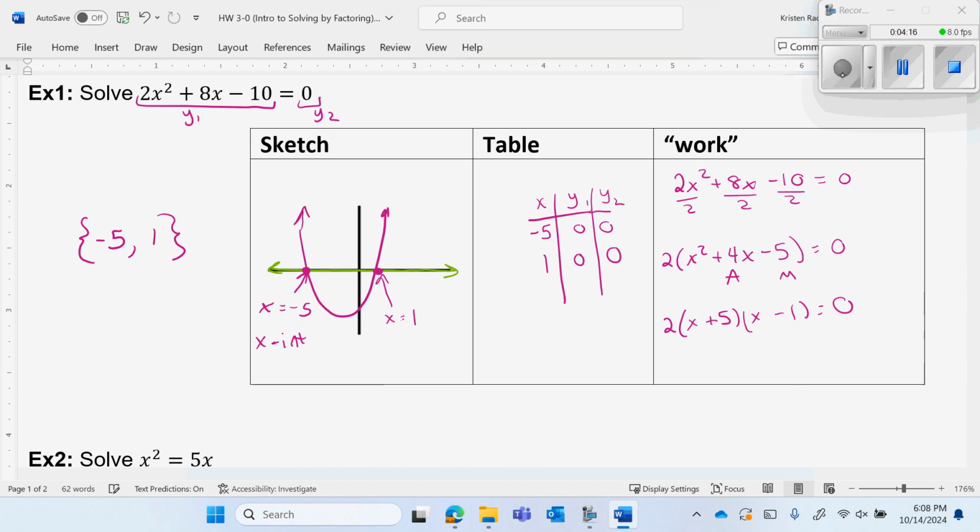Once you completely factor, you're going to create your t-chart. We have x equals -5, and we have x equals +1. We ignore the leading coefficient in front. Really, the reason for that is 2 does not equal 0. So it goes away, we ignore it. Anyway, you end up with the same two solutions, whether you do it by doing second trace intersect, the table, or algebraically. Let's try another one.